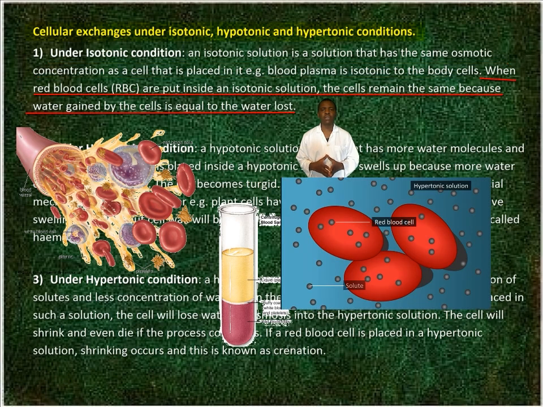When red blood cells are put inside an isotonic solution, the cells remain the same because water gained by the cells is equal to water lost.